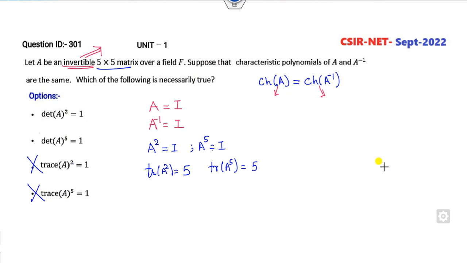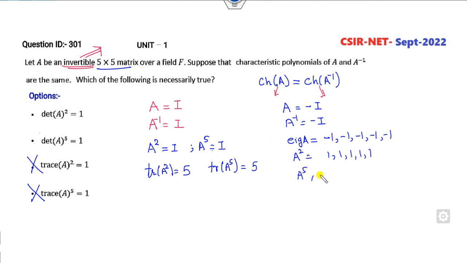Now you have to think about a second example. If I consider A as minus I, what is the A inverse? Again minus I. Eigenvalues of A are minus 1, minus 1, minus 1, minus 1, minus 1. Eigenvalues of A square are 1, 1, 1, 1. Eigenvalues of A raised to power 5 are minus 1 here. Now you can see the product of the eigenvalues is nothing but the determinant, 1. So you can see this option is cancelled. Only option A is left. This is the right answer.